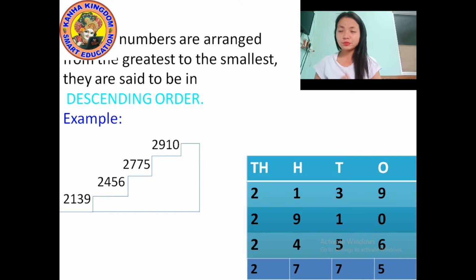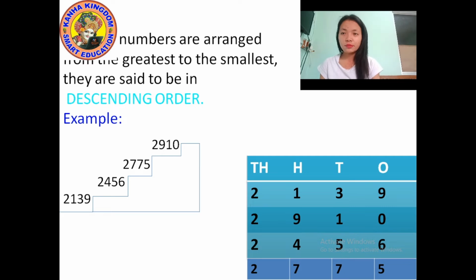See, I arrange the numbers 2139, 2910, 2456, 2775 in descending order form. See, first I make a place value chart. After making the place value chart, I place all the numbers in the place value chart, so I can compare the numbers and decide which number is greater or which number is smaller.